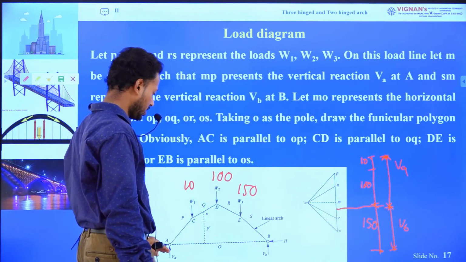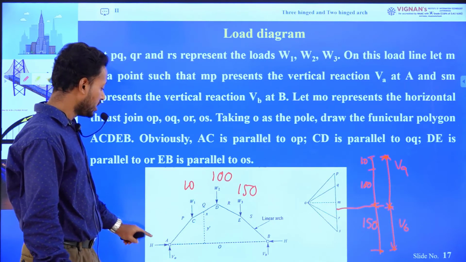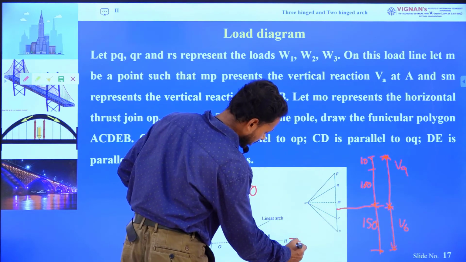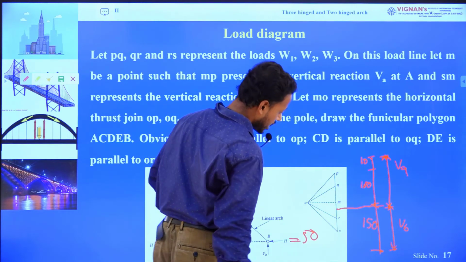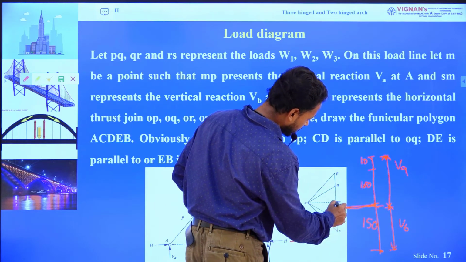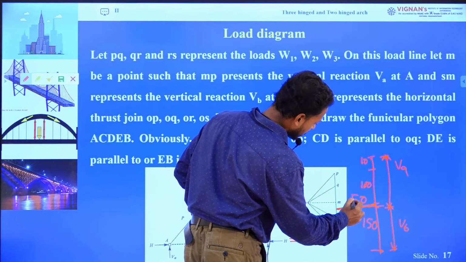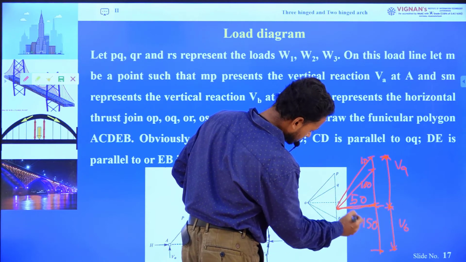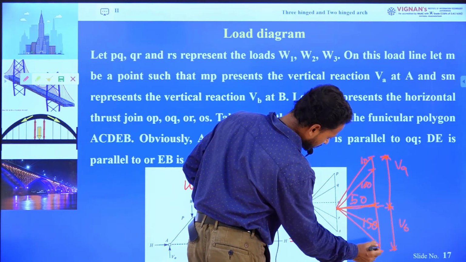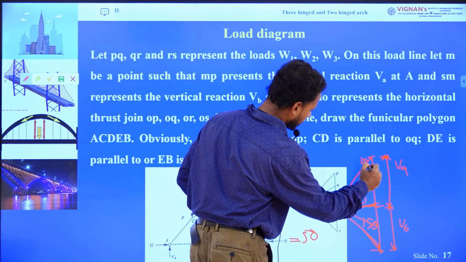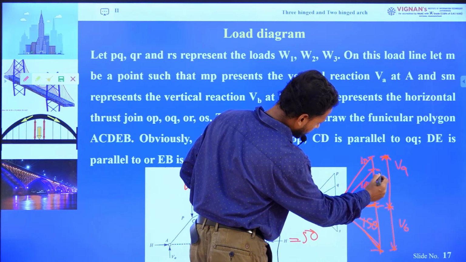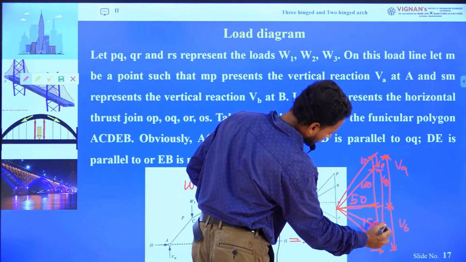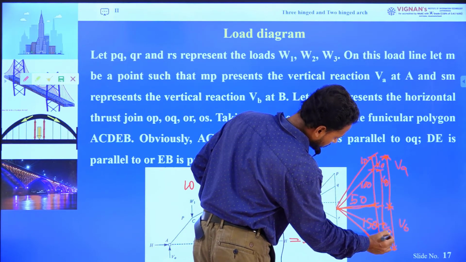Now you have to draw the horizontal thrust. Horizontal thrust works in the horizontal plane, so you have to draw it in the horizontal plane. Suppose this horizontal thrust is coming 50. So you draw a 50 length here, so this is 50. Now you join all the lines. So what we get, this is 10, this is 100, and from here to here this is 150.